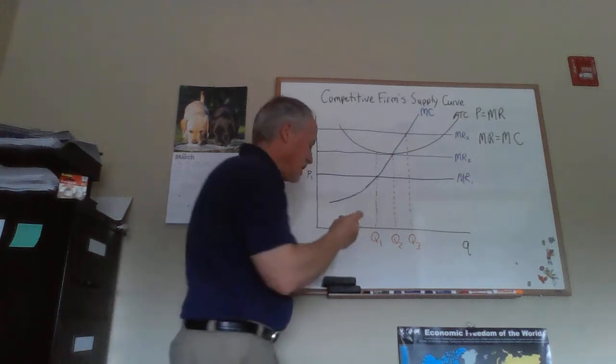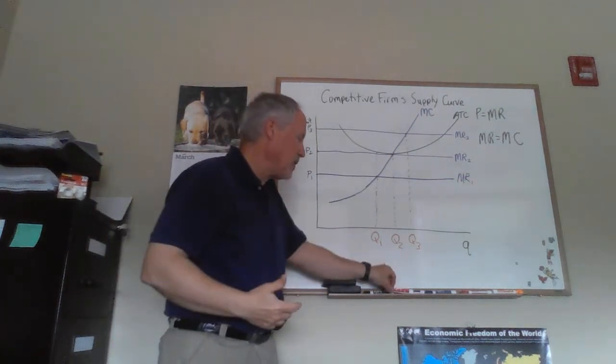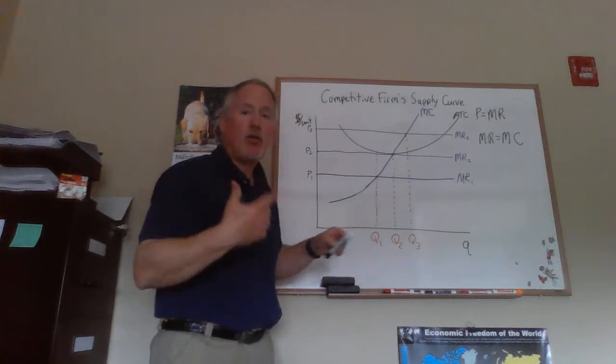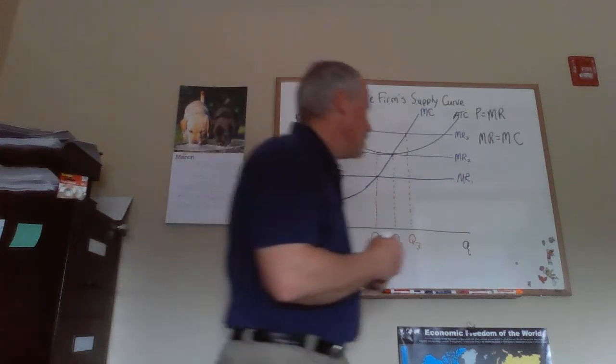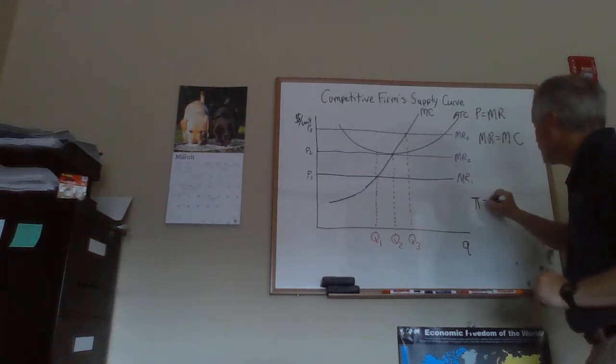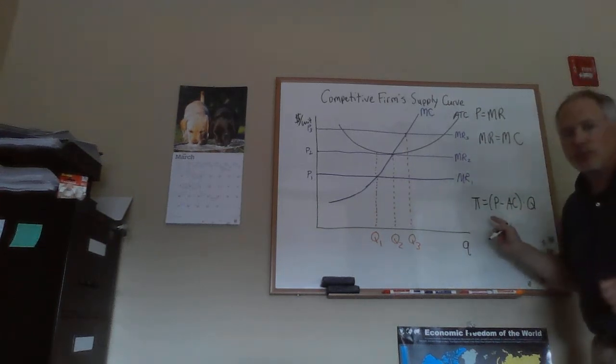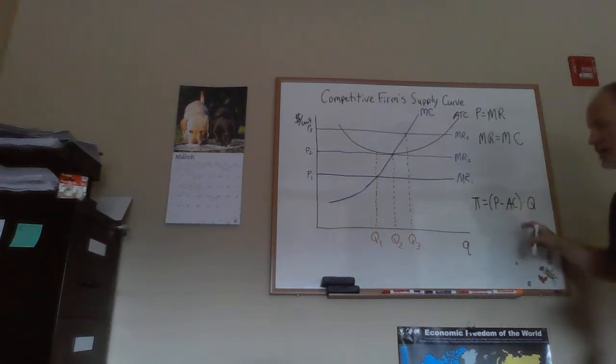Since the cost per unit is greater than the price per unit, this firm would be making a loss. So one way we can look at this is that you can write the profit for a firm, profit can be rewritten as price minus average cost.